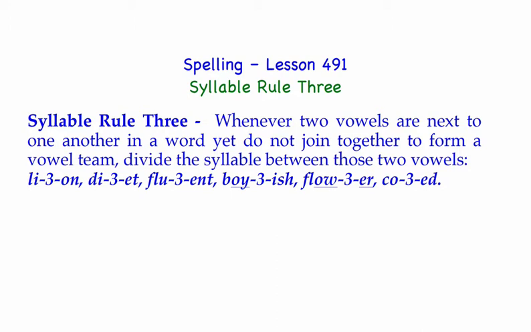If you will notice in all of these examples, we have a vowel followed by another vowel where those two vowels do not join together and form a team. And syllable rule 3 says that when two vowels are next to one another and do not form a team, then you divide between them. Because remember, every syllable must have one vowel sound and only one vowel sound. You cannot have two vowel sounds in one syllable. So with that in mind, let's begin dictation now.